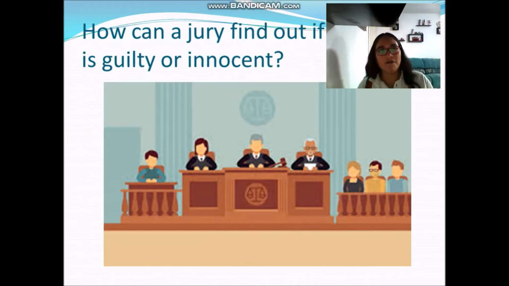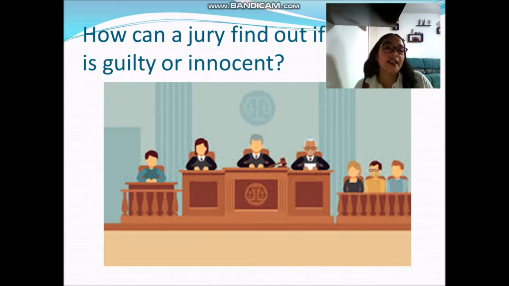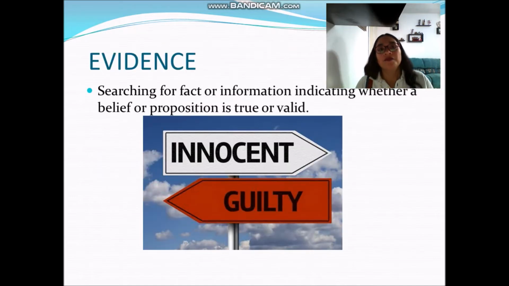And let me ask you something. How can a jury find out if a person is guilty or innocent? Well, using evidence, that is, searching for facts or information indicating whether a belief or proposition is true or valid, then the jury can decide if the individual is innocent or guilty.